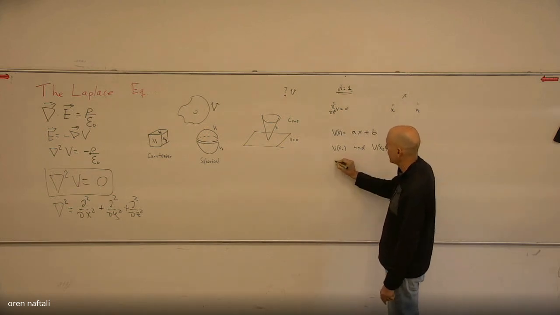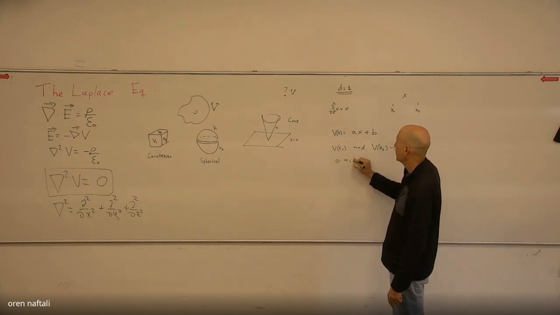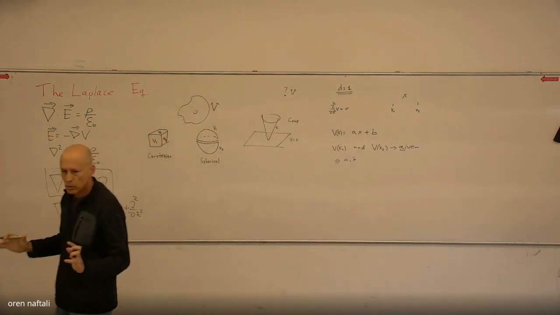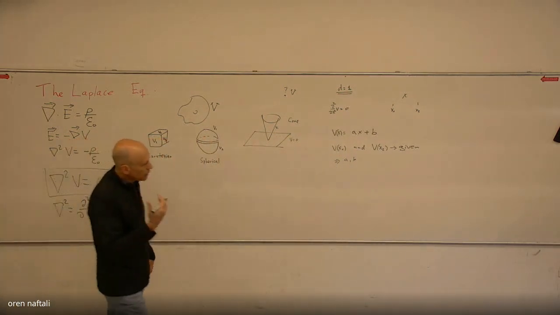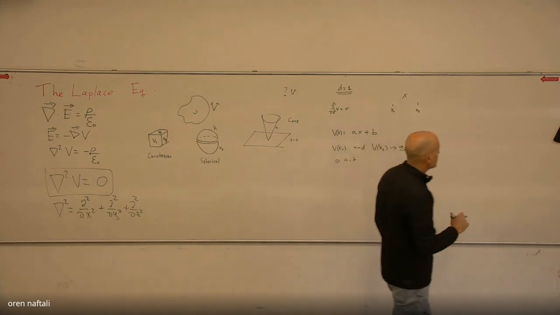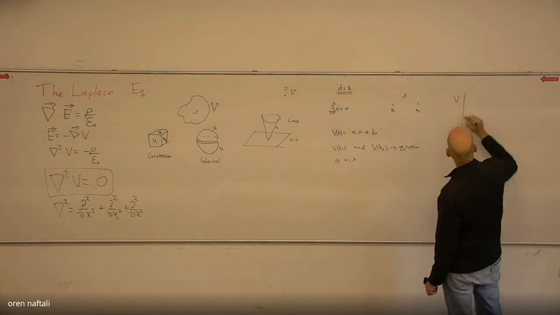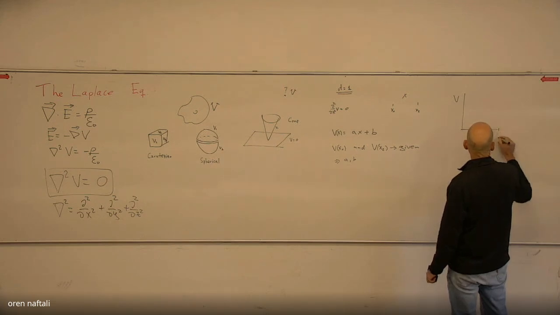Then we can get A and B. I'm not going to even calculate this because this is a linear curve. So essentially, we solve the problem. But now let us start thinking about it. How does it look? So this is V as a function of x, between x1 and x2.